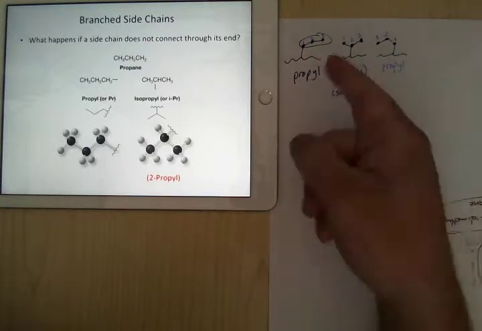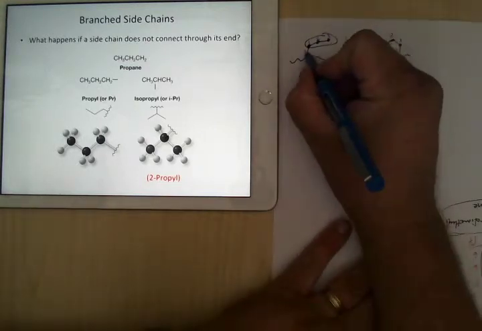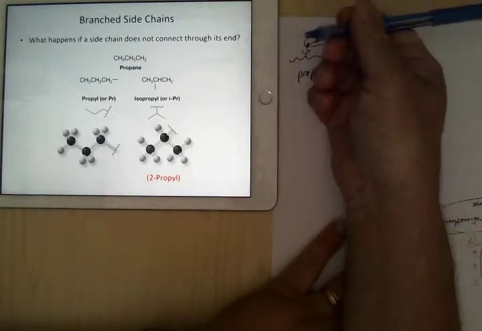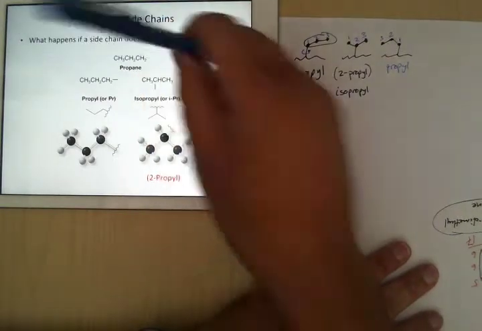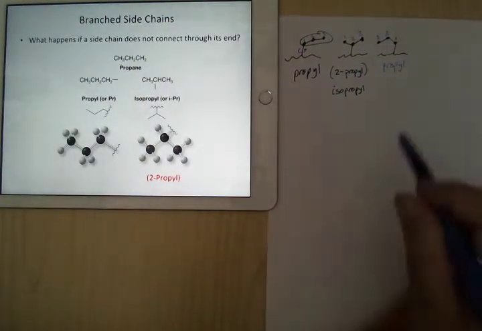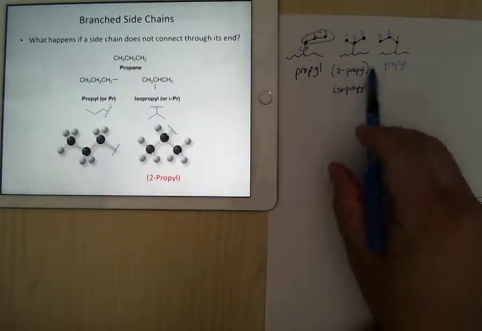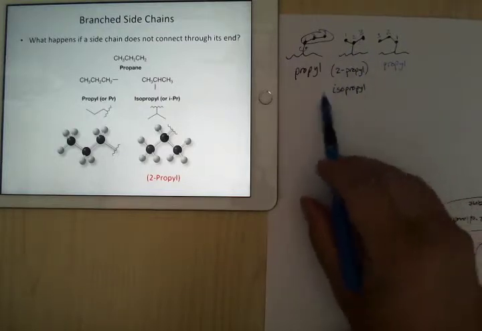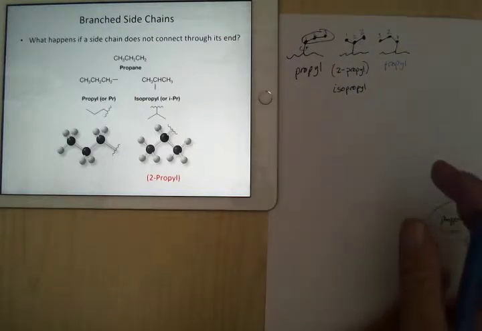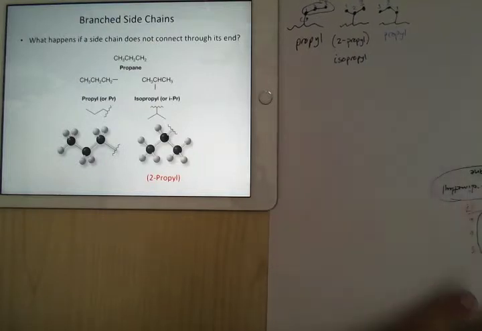So what's happened is you can get free rotation around this bond. That bond's just gone like that, and so it's just a regular propyl group. So this is called a 2-propyl group or an isopropyl group. You can use either one. So just be aware.